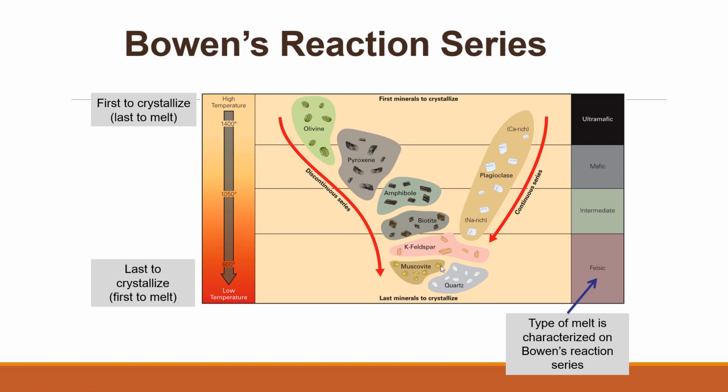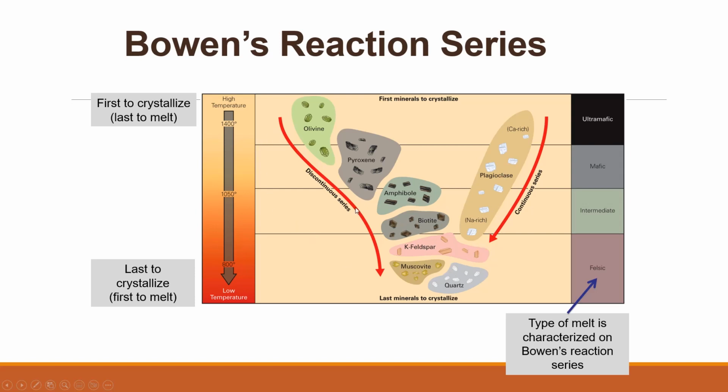We have two types of series on here. We have what's called the continuous series, which is a mineral called plagioclase. There is a calcium-rich end member, and there's a sodium-rich end member. They have the same chemical structure. It's just that we have calcium and sodium substituting for each other. The calcium-rich one will have a higher melting temperature than the sodium-rich one. And then we move into the more felsic minerals.